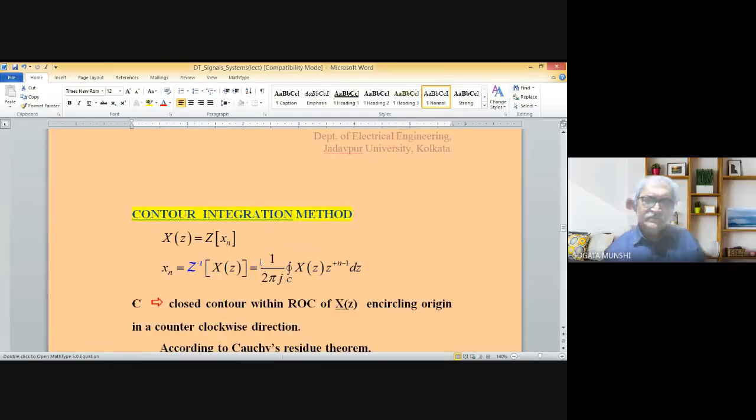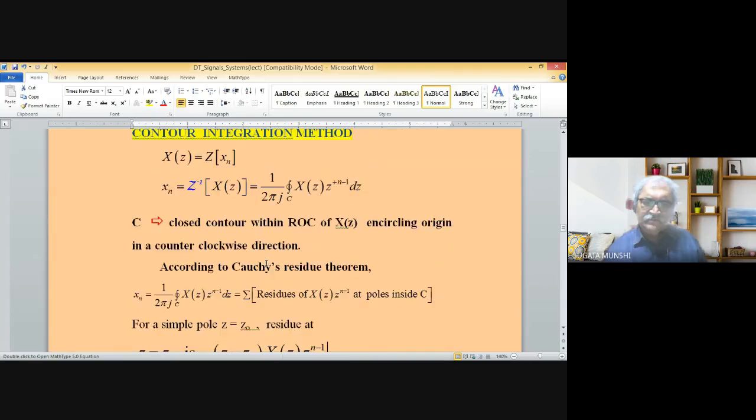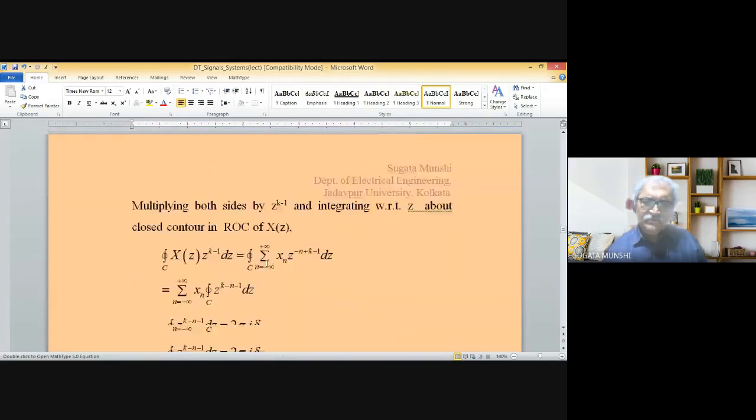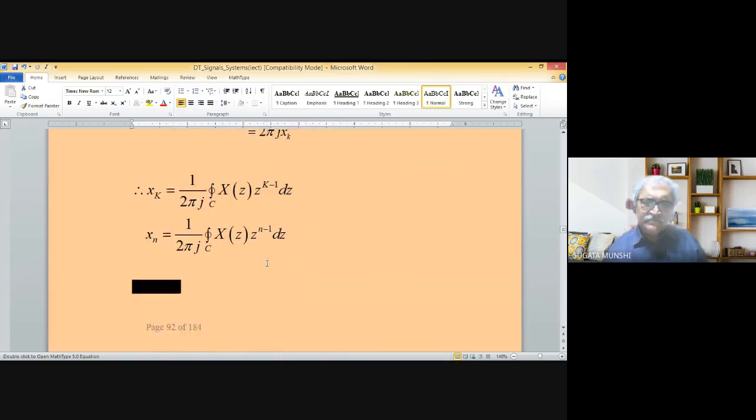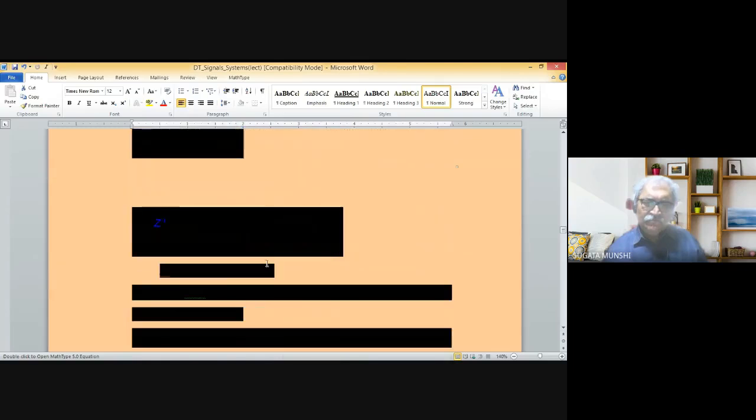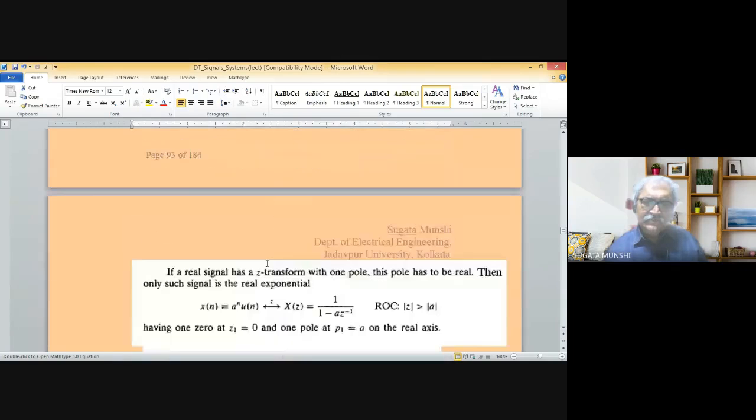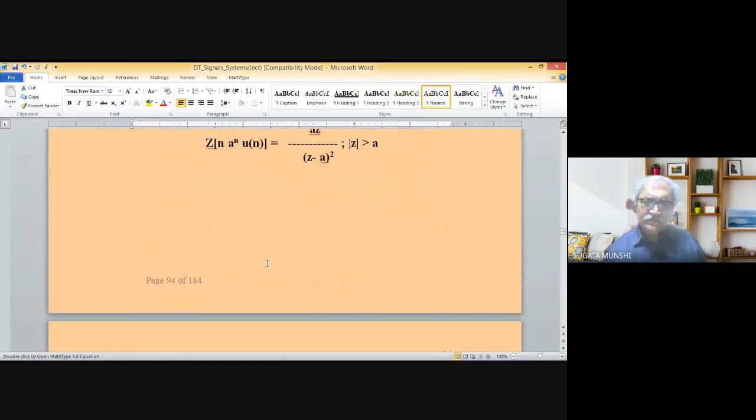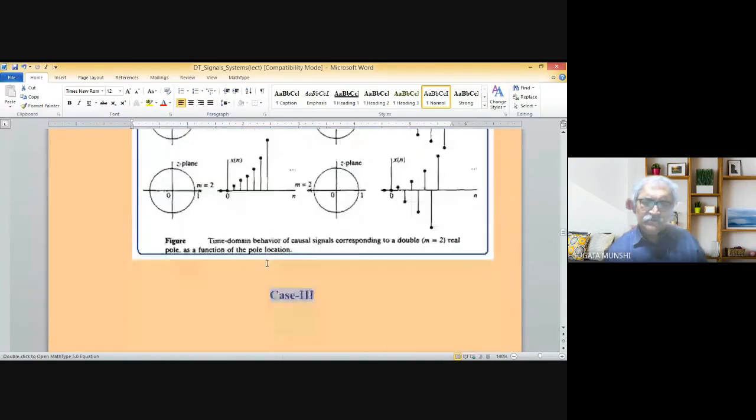Now there is another method called the contour integration method. If you wish, you can study this method on your own, and if you solve inverse z transform problems using this method, you will get full marks if it is correct. But we really don't consider it. Those two methods that I have considered are sufficient. If you want to study the contour integration method, you can do that and use it for solving problems.